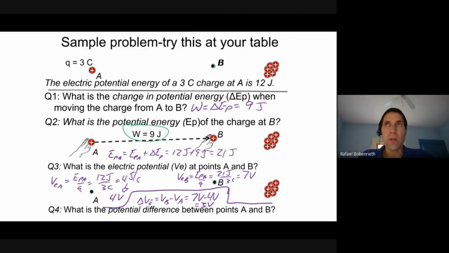Finally, question 4, what is the potential difference between points A and B? So potential difference between 2 points is equal to the potential at B, the final point, minus the potential at A, which is the initial point. So you would just take your answers to question 3, 7 volts and 4 volts, subtract them from each other, and you would get that potential difference, which is 3 volts.